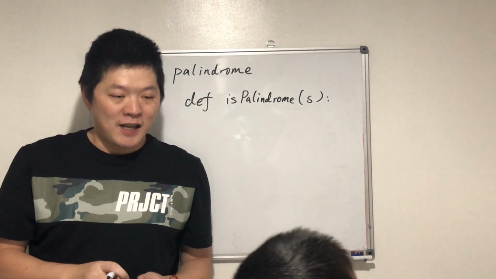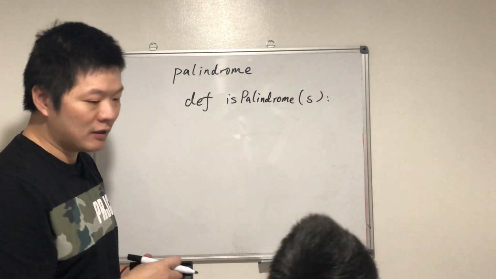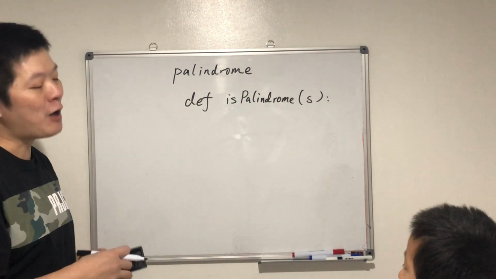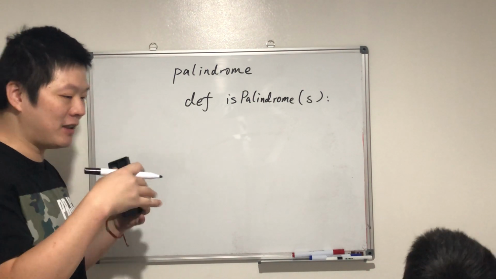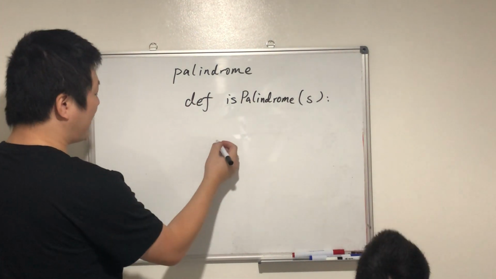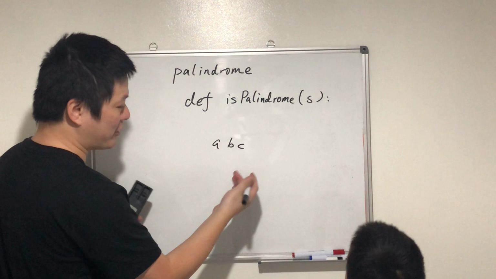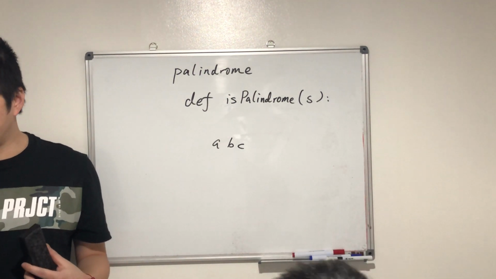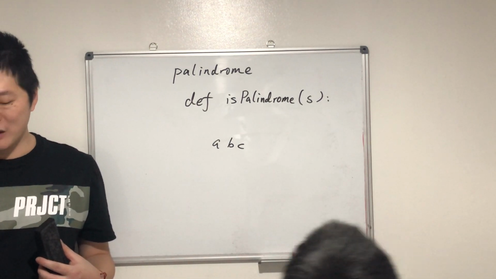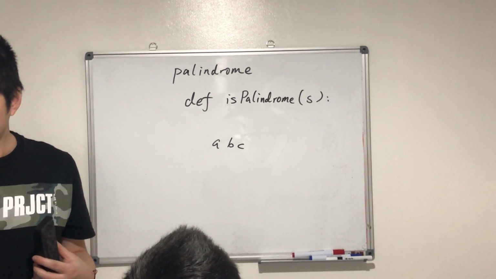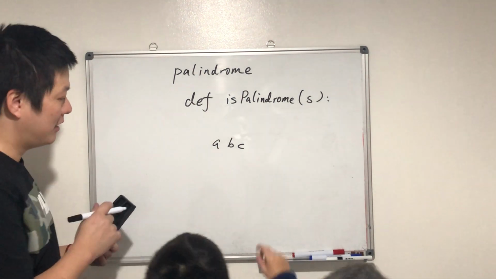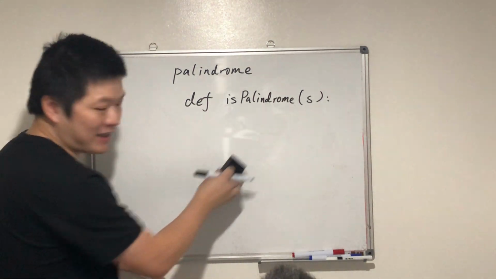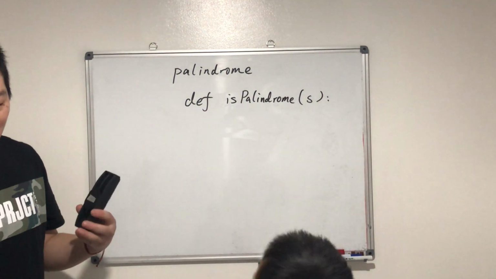Yeah, you got some idea? How's the approach? If you're given a string like ABC, how do you know if it's a palindrome or not? CBA. Yes, that's a very good hint. ABC reversed will be CBA. So we reverse it to check if it's the same.